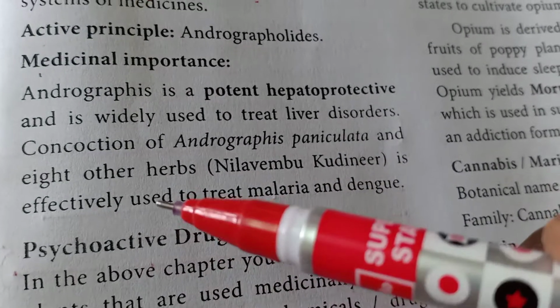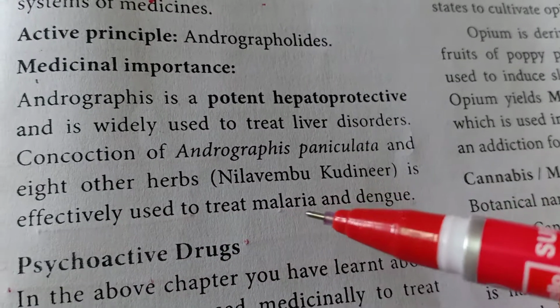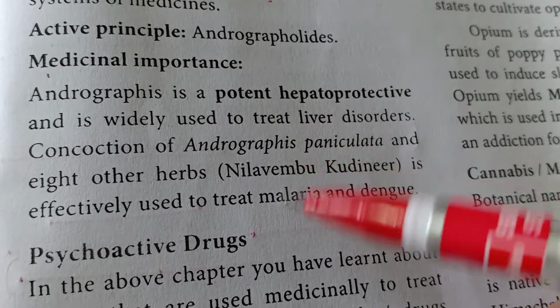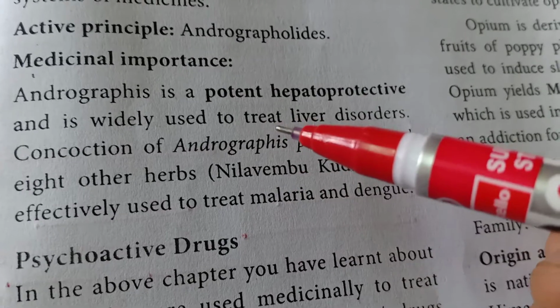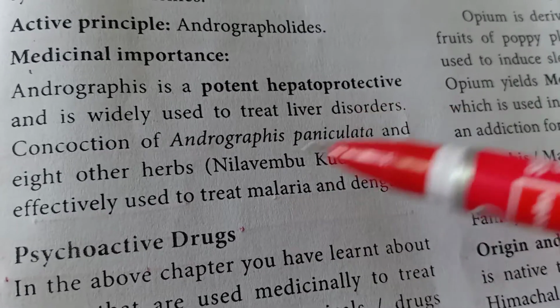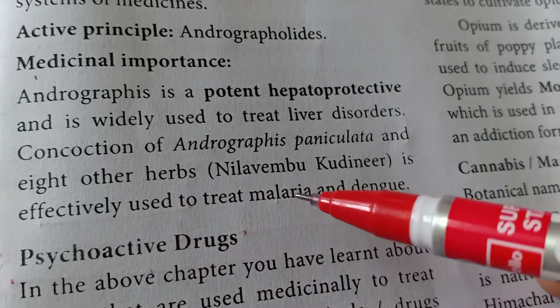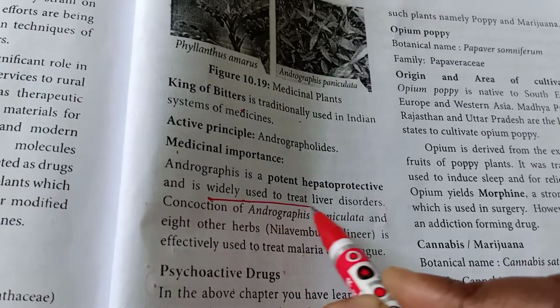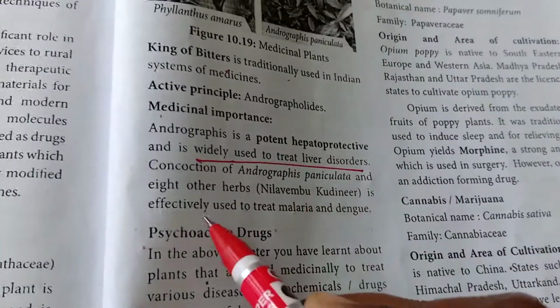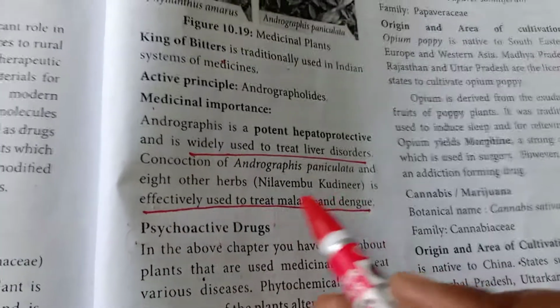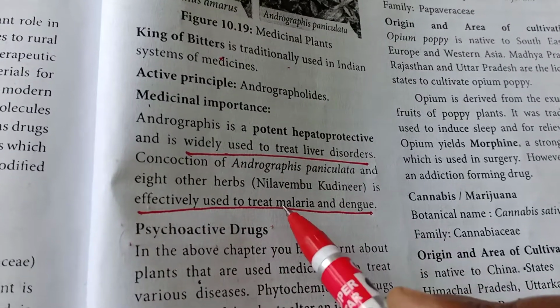It is effectively used to treat malaria and dengue. So two important diseases are cured. One is it is used to treat liver disorders. Another one is it is used to treat malaria and dengue. What are its medicinal uses? It is widely used to treat liver disorders, and it is effectively used to treat malaria and dengue. It's nothing but Nilavembu Kudineer.